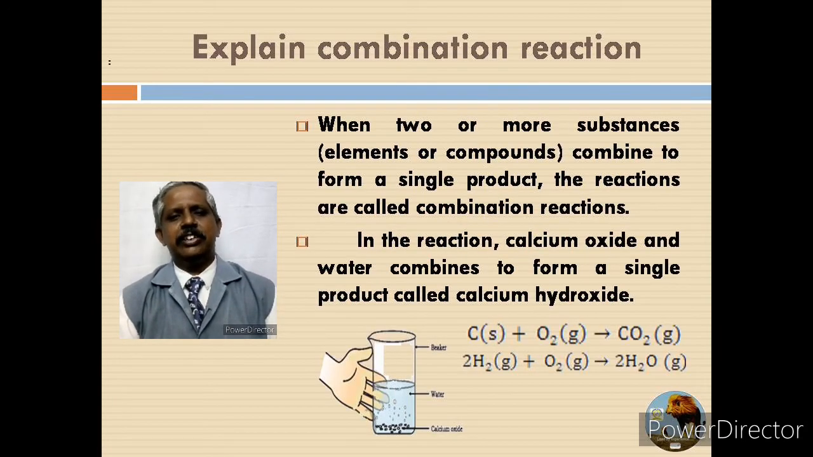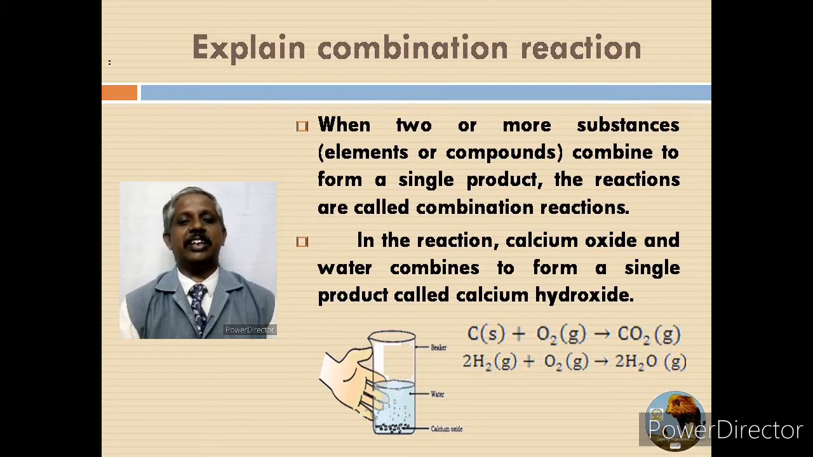Let us try to explain combination reaction. When two or more substances, that is elements or compounds, combine to form a single product, the reactions are called combination reactions. In the reaction, calcium oxide and water combine to form a single product called calcium hydroxide.